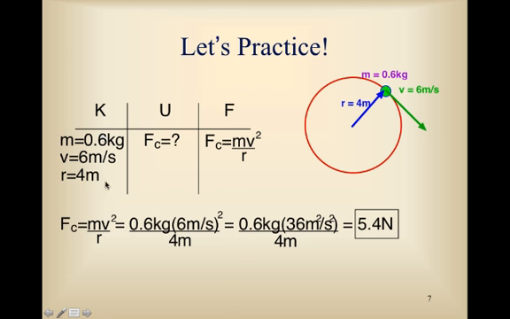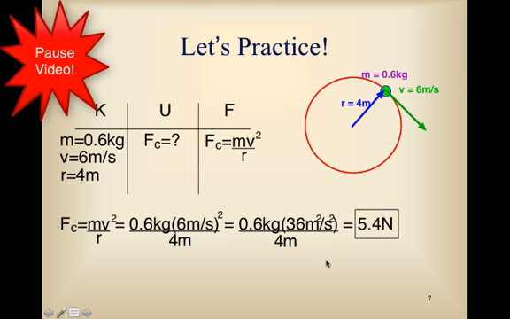We label or note our knowns, and the equation that makes sense, since I know the mass, the speed, and the radius, would be our centripetal force equation, mv squared over r. And so this is then just a straight plug-in problem, putting in all the knowns, remembering to square the 6 meters per second and then cranking it out and getting 5.4 newtons. So pause this and record this information.